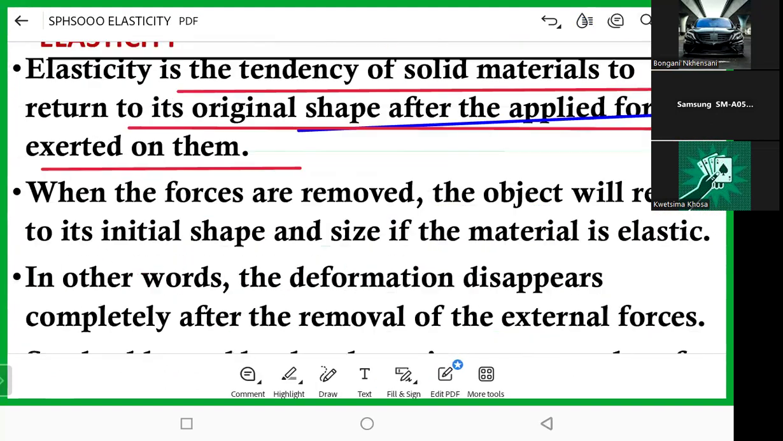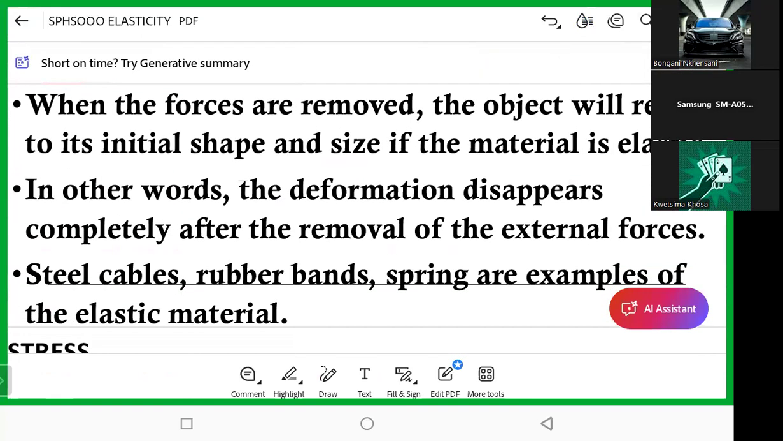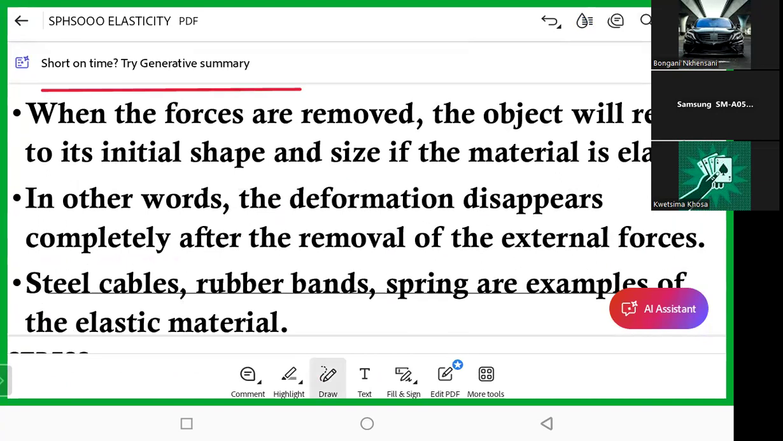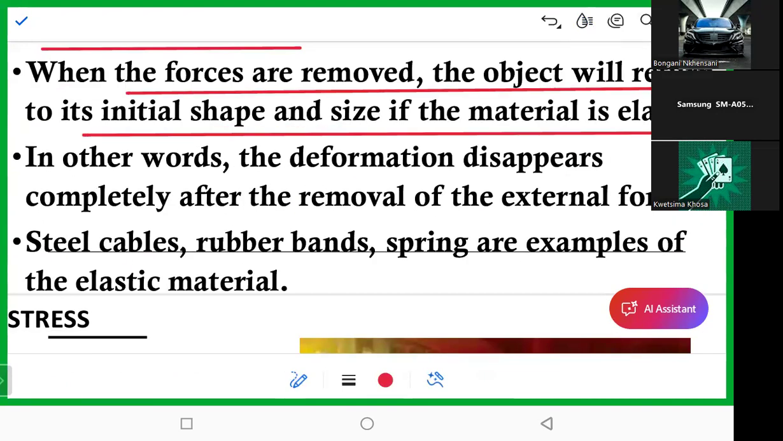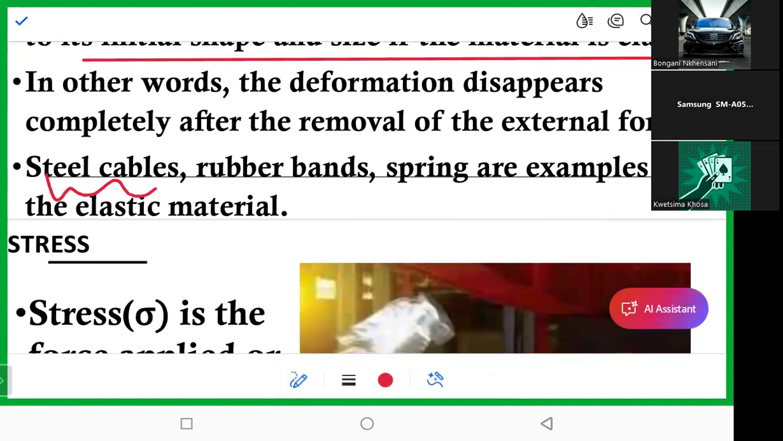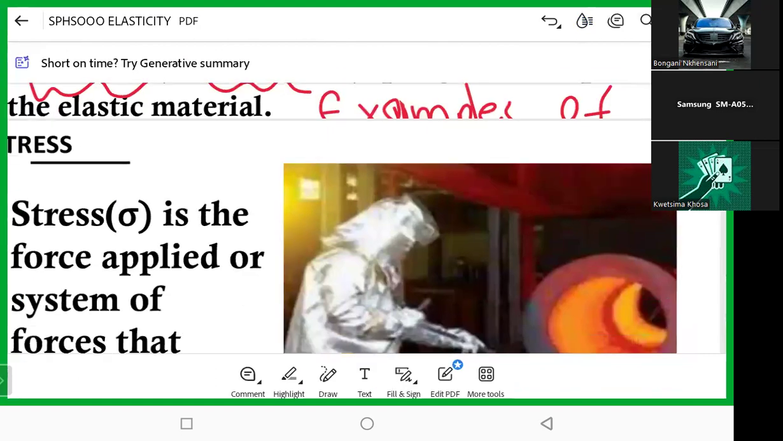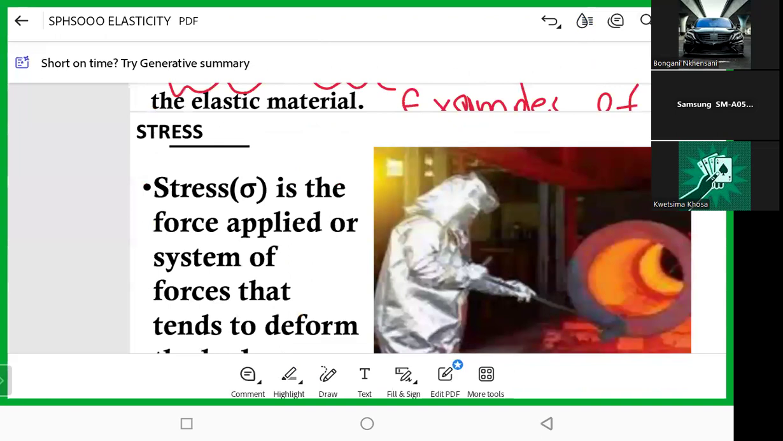So when the force is removed, the object will return to its initial shape and size if the object is elastic. Steel cables and rubber bands are examples of elastic material. And then we have a concept called stress.